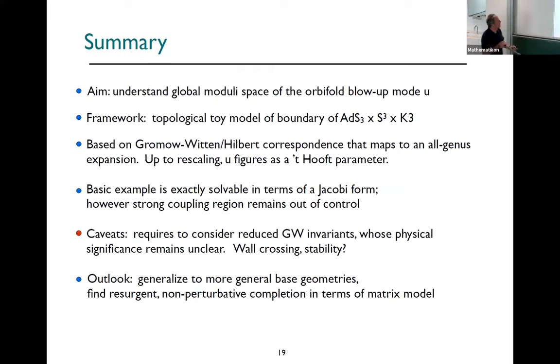There's a conclusion. So the aim was to understand the global structure of this model, to plot more, to do the coupling constant, the top parameter. Then it's a topological toy model for something, which is anyway already simplified here in the US. And one can use this form of Hilbert correspondence to really map this into a unit expansion with a group parameter. And the basic example is exactly tolerable, except at infinity. And the caveat is, I'm not sure what the reduced form of Hilbert invariant actually means for AdS CFT.